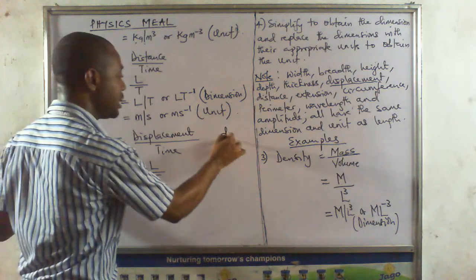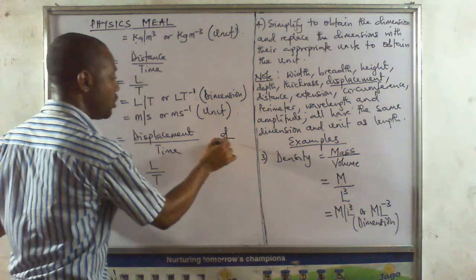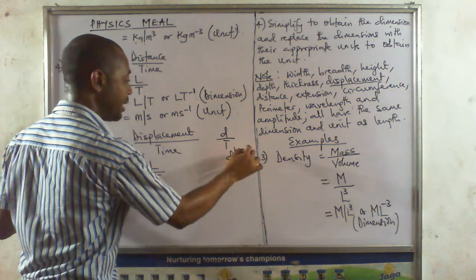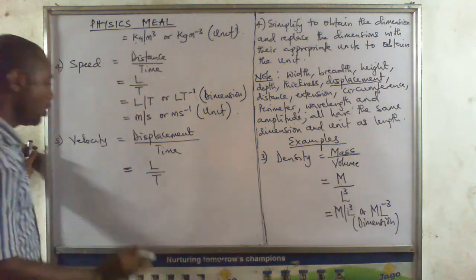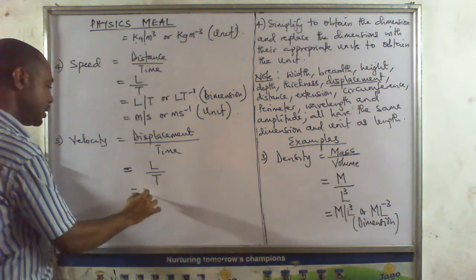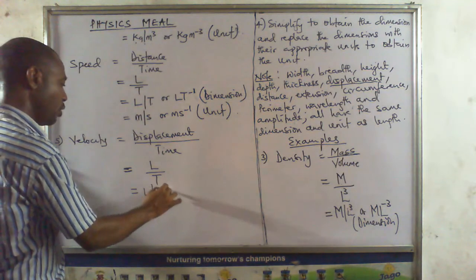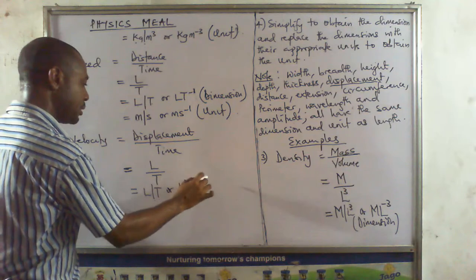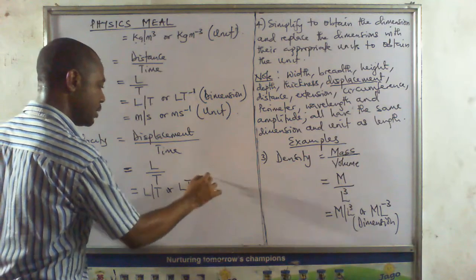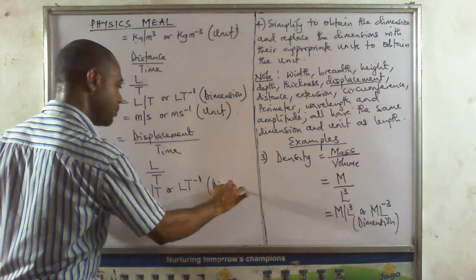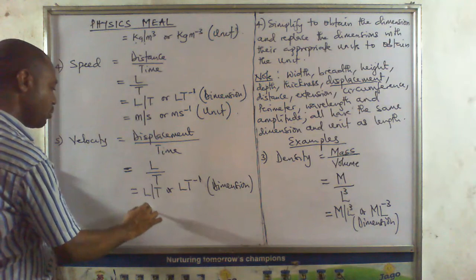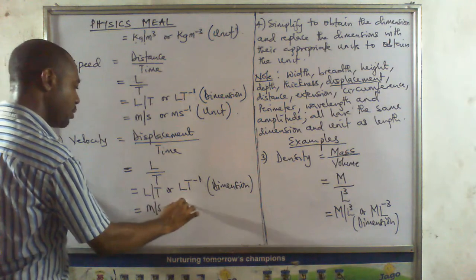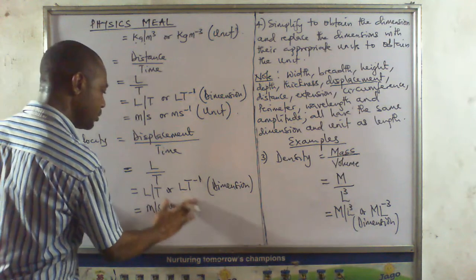Some people may even say that displacement is now d over t, then we have d per t. No, it's length per time. So we can still condense this to write it like this, length per time. So this is the dimension. Then the unit now will be meter per second.